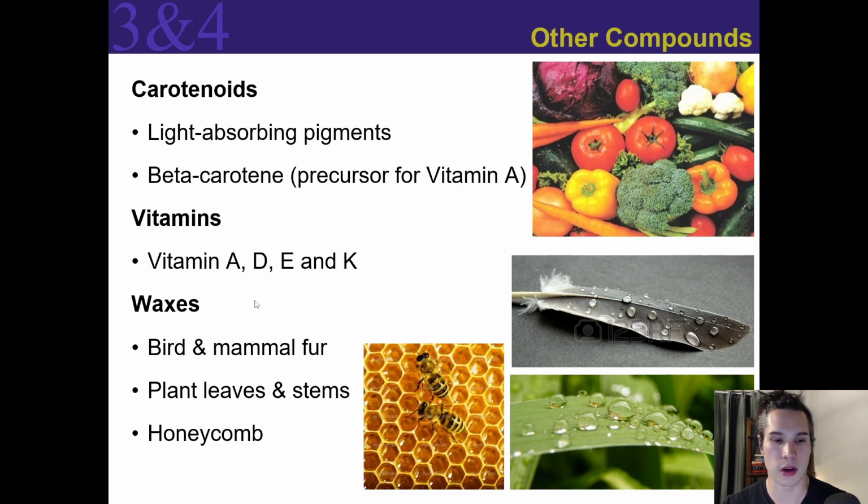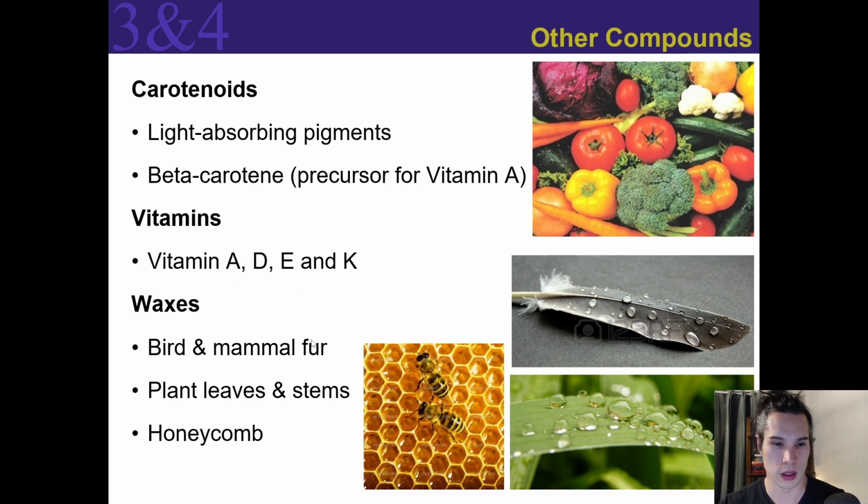And then lastly, we have our waxes. So these are things that birds will use to coat their feathers. That actually makes it waterproof. It's waterproof because it's hydrophobic, right? The water kind of groups together. The water is afraid of the nonpolar stuff, and the nonpolar stuff is afraid of the water.